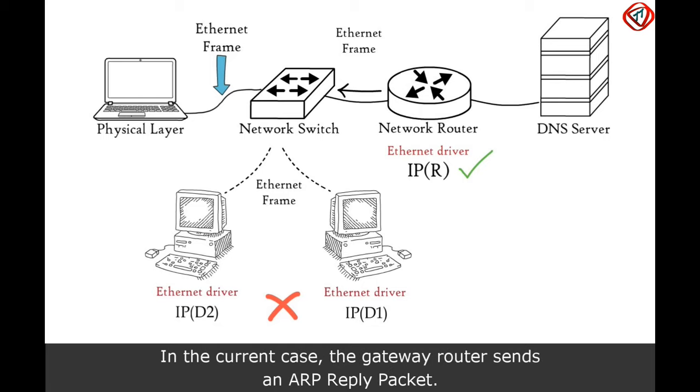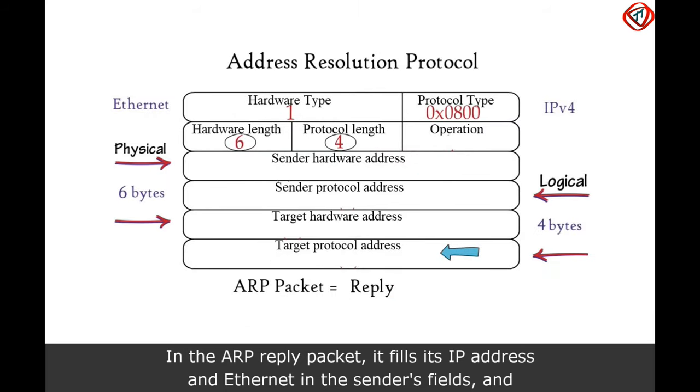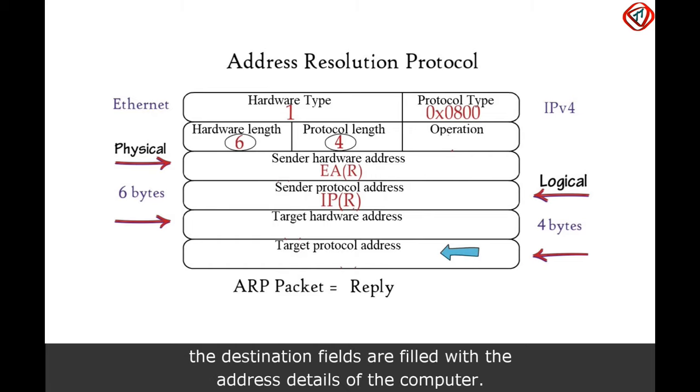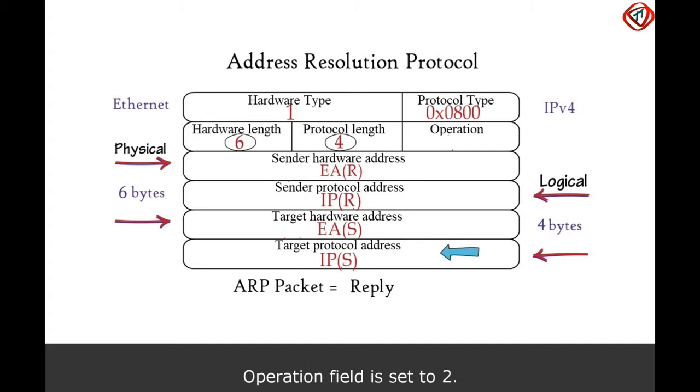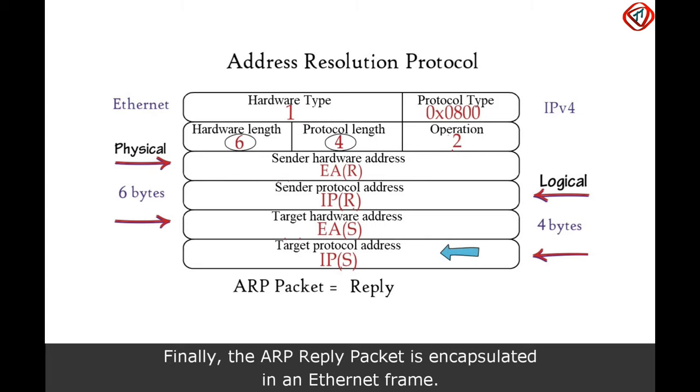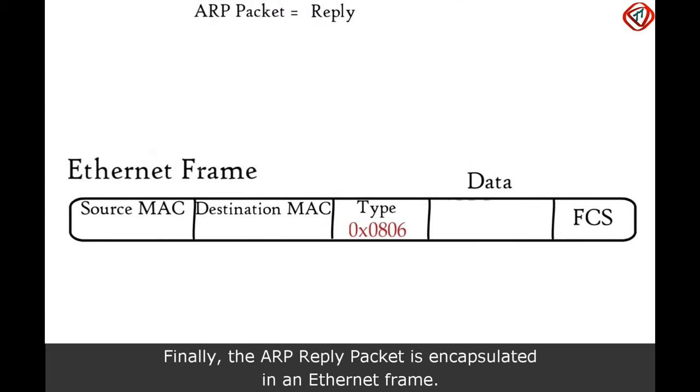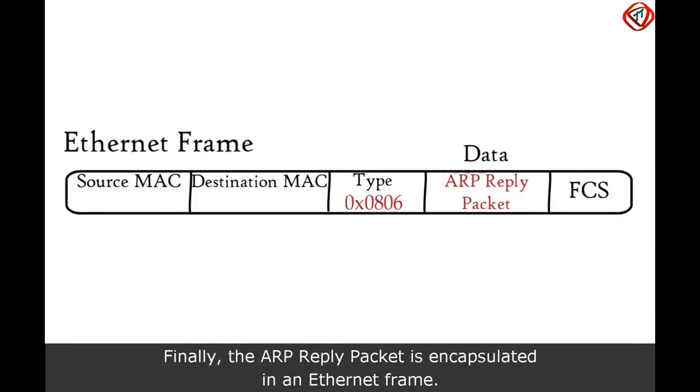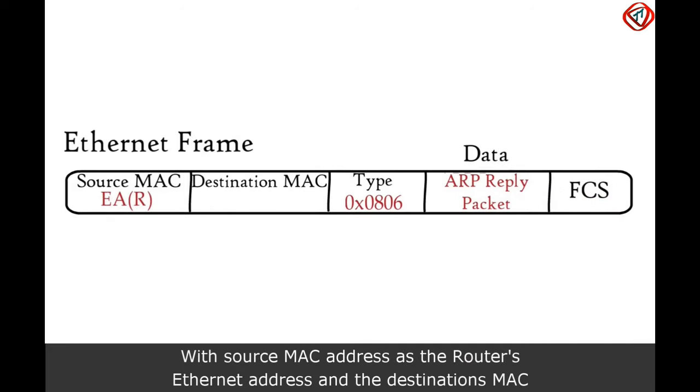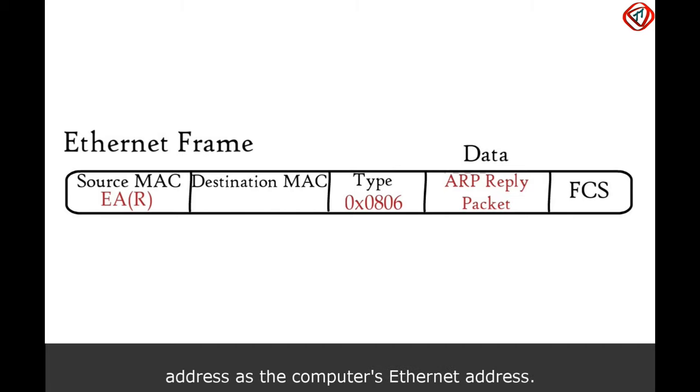In the current case, the gateway router sends an ARP reply packet. In the ARP reply packet, it fills its IP address and Ethernet address in the sender's field. And the destination fields are filled with the address details of the computer. The operation field is set to 2, representing a reply packet. Finally, the ARP reply packet is encapsulated in an Ethernet frame with the source MAC address as the router's Ethernet address and the destination MAC address as the computer's Ethernet address.